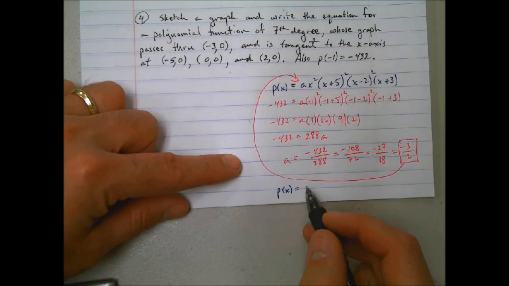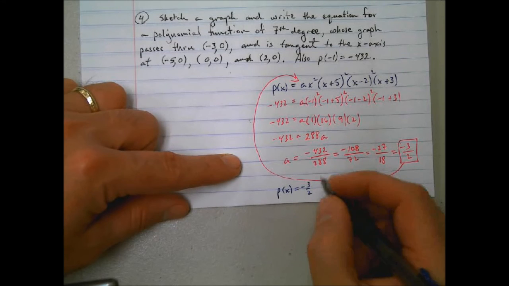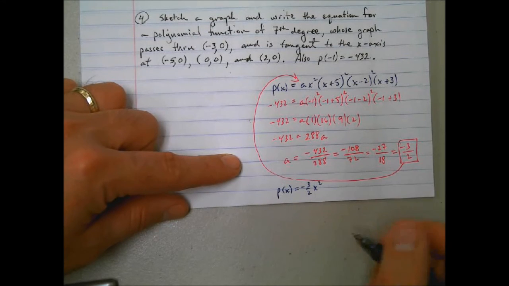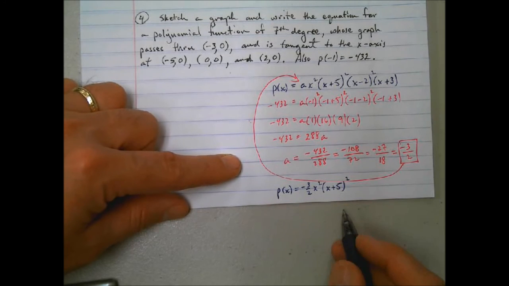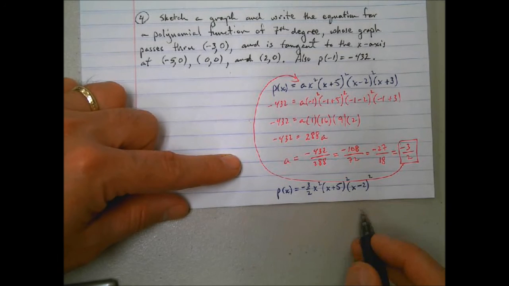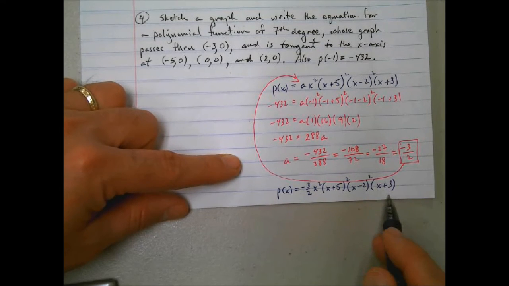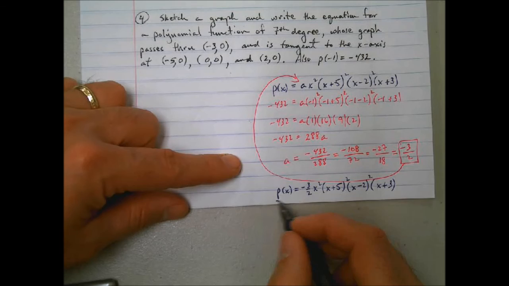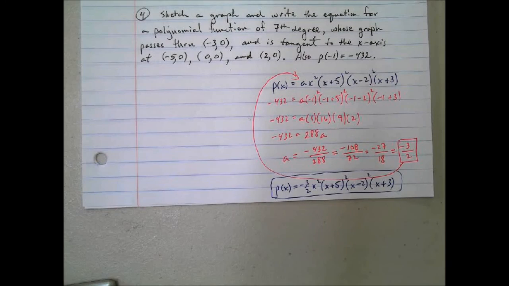And so we have our equation, p of x is equal to negative 3/2 times x squared times (x plus 5) quantity squared times (x minus 2) quantity squared times (x plus 3) to the first. Now, it did say sketch it, so we should be able to sketch this.